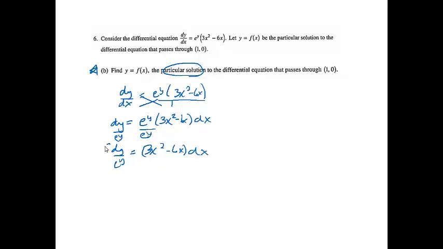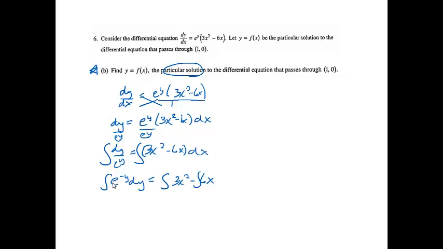All right, and now I'm ready to take the integral of both sides because I have my variables on the right side. On the left side, instead of doing a u substitution right now, we need to bring that e up top. So this is going to be the integral of e to the negative y dy, and then this is going to equal the integral of 3x squared, and I'm just going to separate it here.